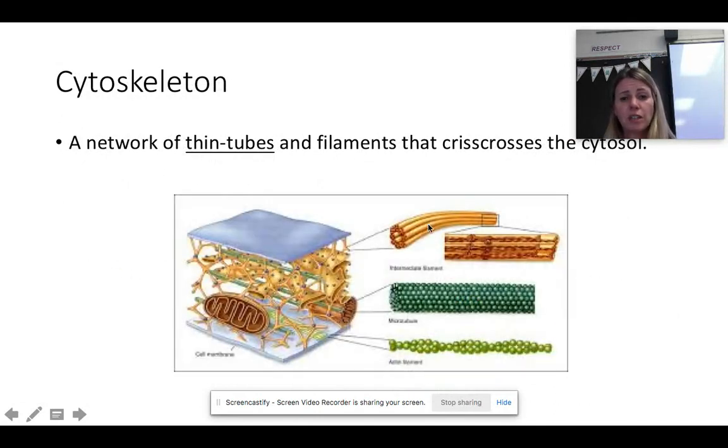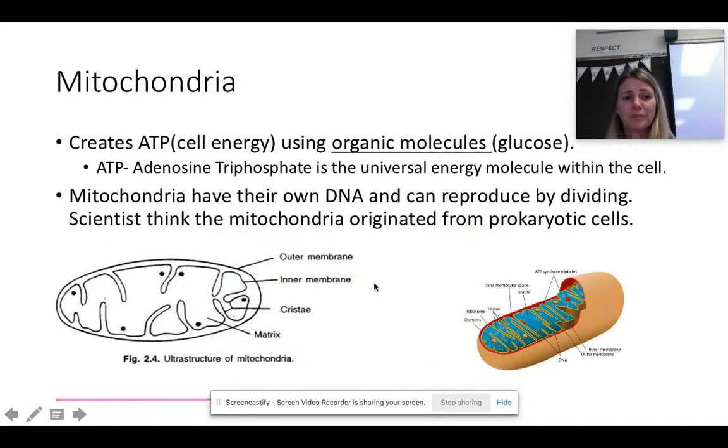The cytoskeleton we talked about a little bit in class. There's different types. There's microtubules or actin filaments. Some are for structure, and some serve as highways. They crisscross throughout the cytoplasm and serve different functions. So we saw that in the video, which is kind of interesting, right, how they work.